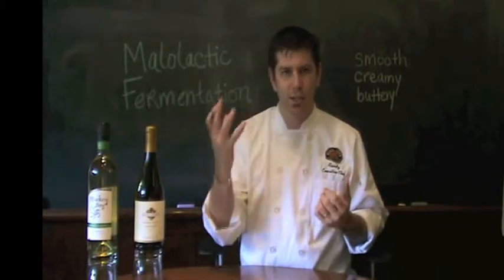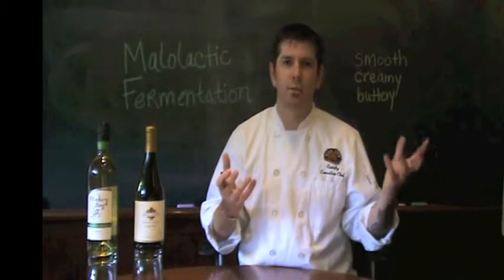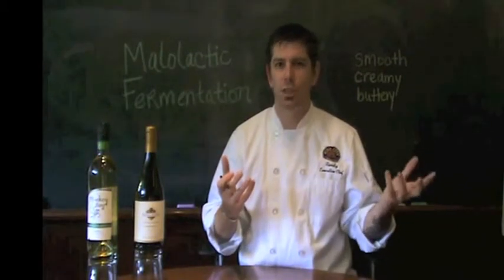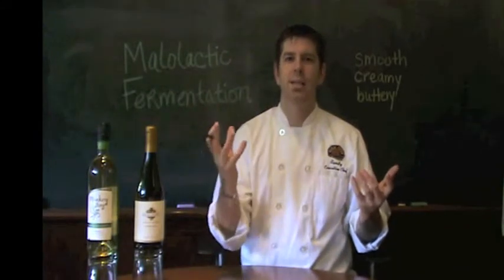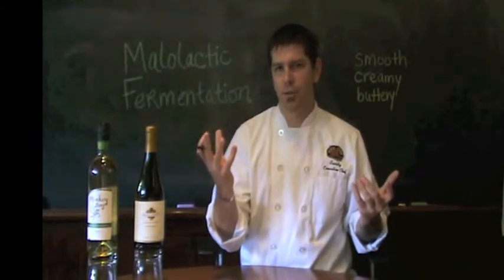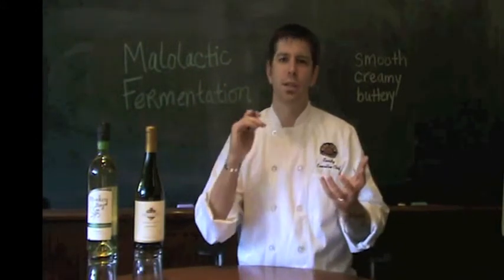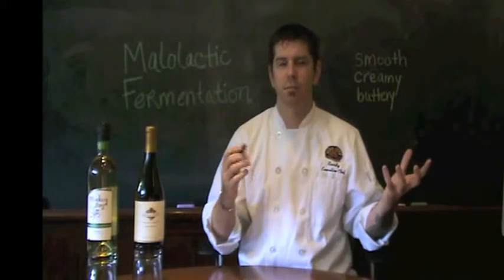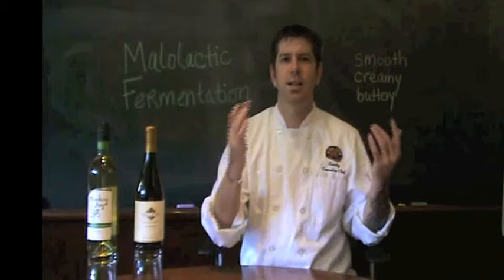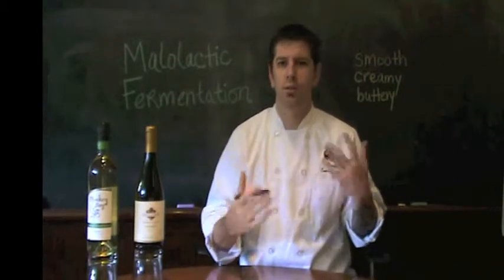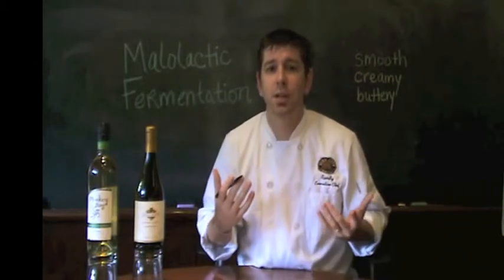Basically, if you think of it as on one hand you have a Granny Smith apple, on the other hand you have butter, you have cream, you have cheese. Okay, so what this process does, it takes that tartness, think of a Granny Smith apple, takes that tartness of a Granny Smith apple, transfers it into the creamy butteriness of butter, cream, cheese, and it gives it a smooth, really creaminess to the wine. Alright, so that's malolactic fermentation.